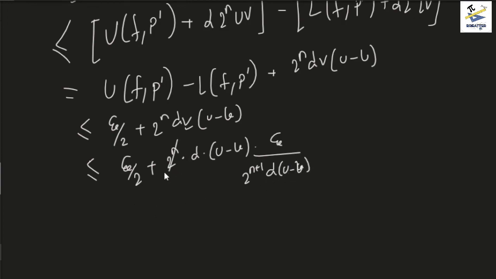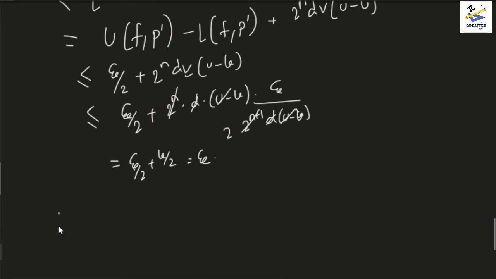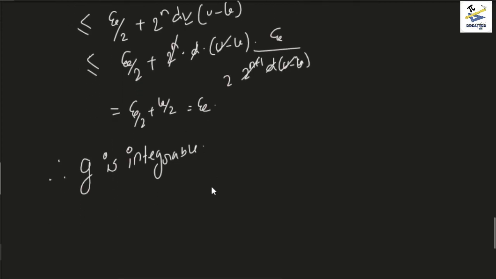And therefore this cancels out, and this both cancels out, and what you get is epsilon by 2 plus epsilon by 2 equals epsilon. So therefore it is integrable. Therefore g is integrable. And now it is obvious that the integral of f is equal to the integral of g.